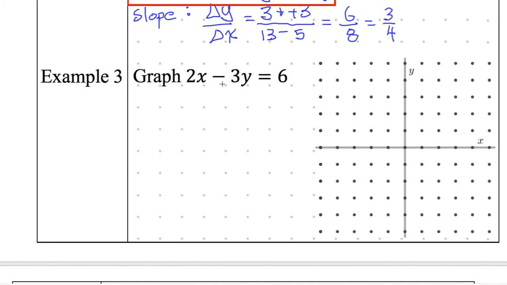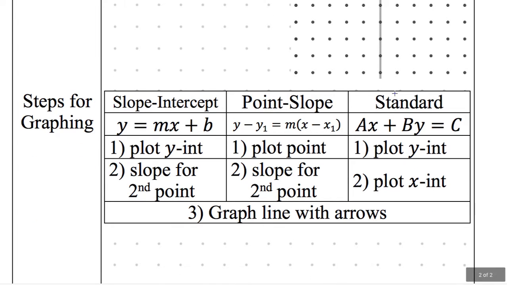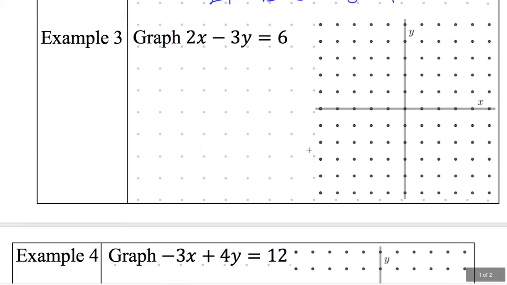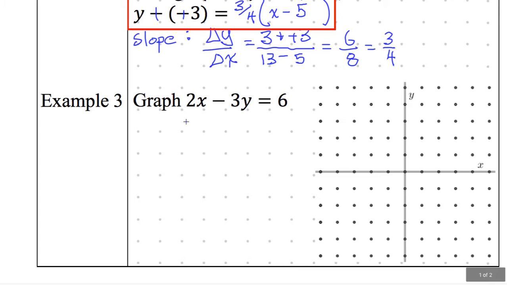Once you see standard form, you should be thinking x and y intercepts. And I put a little table here on the back. Once you see standard form, you're going to plot the y-intercept, plot the x-intercept, and then, of course, graph the line with arrows. Here are all the steps for graphing for each of those different forms. So let's go ahead and find the x-intercept first. It doesn't matter if you find the x or y-intercept first. You just need to find both of them.